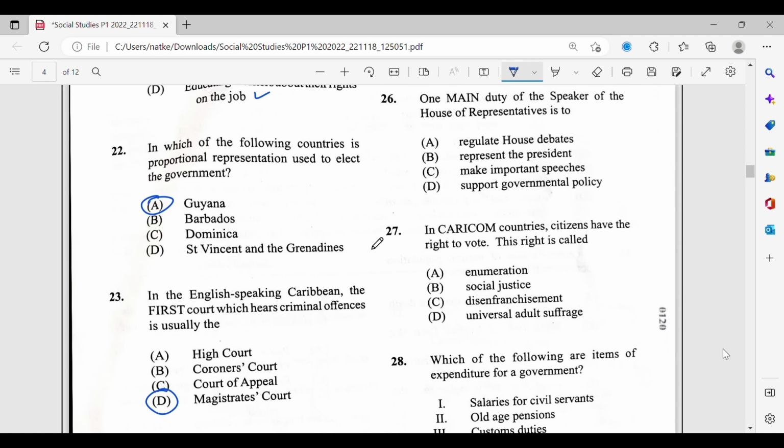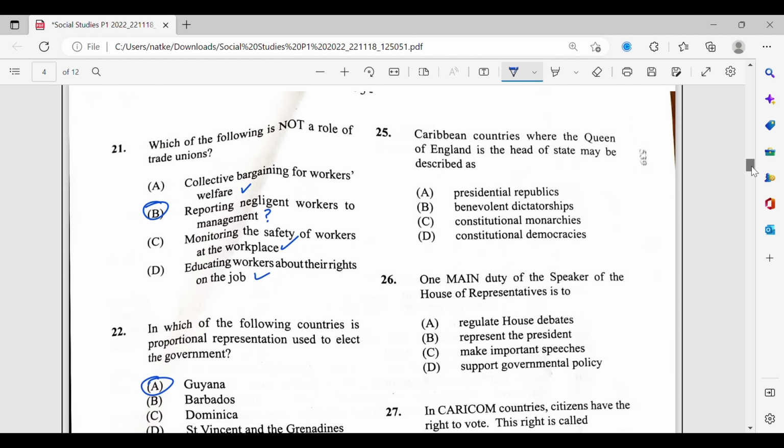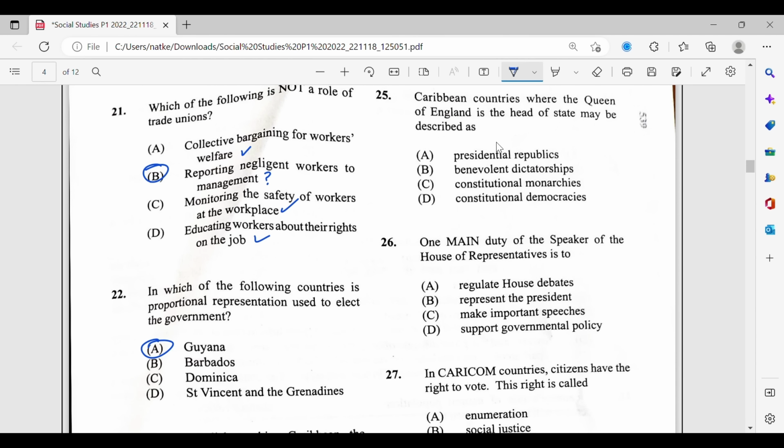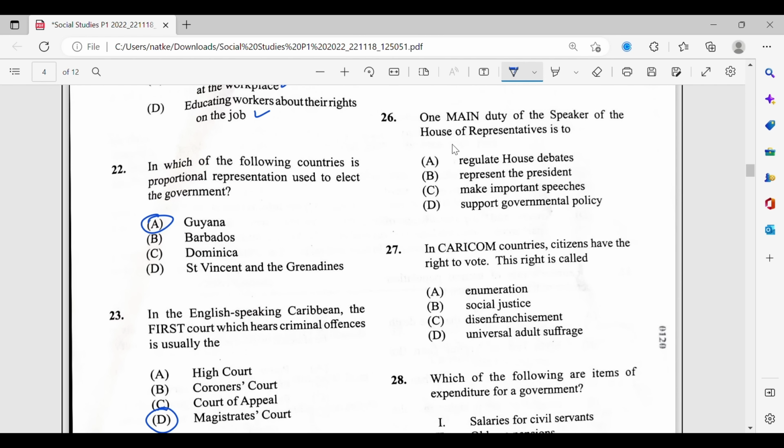And we have number 25. Caribbean countries where the Queen of England is the head of state may be described as, so once you see Queen, monarch, it would have been constitutional monarchy. Number 26, one main duty of the Speaker of the House. So we're seeing main there. House of Representatives is to regulate House debates, represent the President, make important speeches, support governmental policy. Their main duty is to regulate House debates.